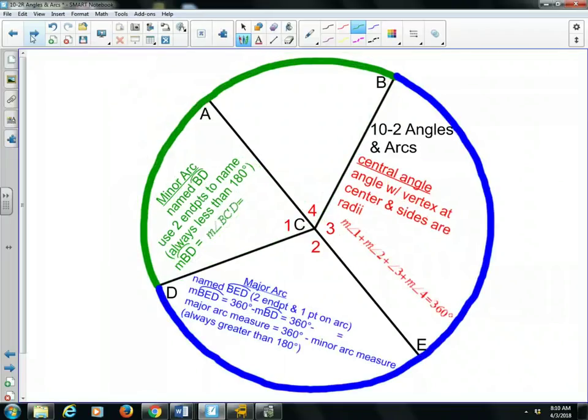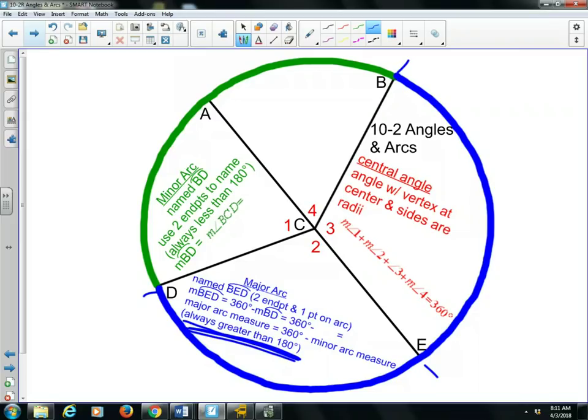That contrasts with what is called a major arc. A major arc, we name it using three letters. So in this case, arc BED. As long as there are three letters when we label an arc, that's going to be greater than 180 degrees. Okay? Right here. It says it's always greater than 180 degrees. So please write that down in your circle book.